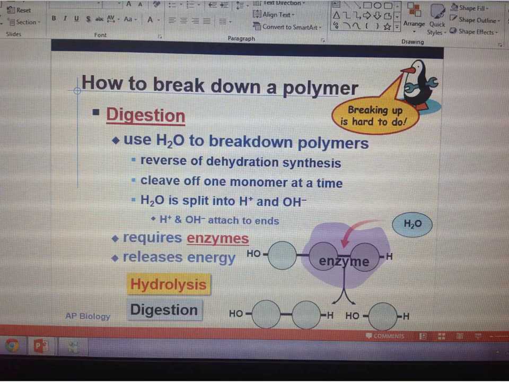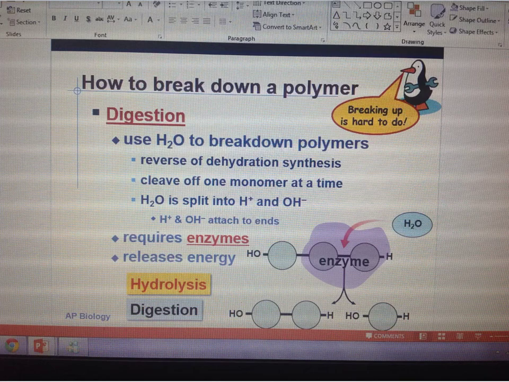Okay, so if building a polymer requires you to take out water, then the opposite is true to destroying a polymer or breaking up a polymer. And that reaction is called digestion or hydrolysis. So lyse means to break and hydro means water. So literally water breaking. You're going to add water back into the polymer and it's going to cleave off your H and your OH and they're going to reattach to the ends. Again, this requires enzymes and it requires energy.